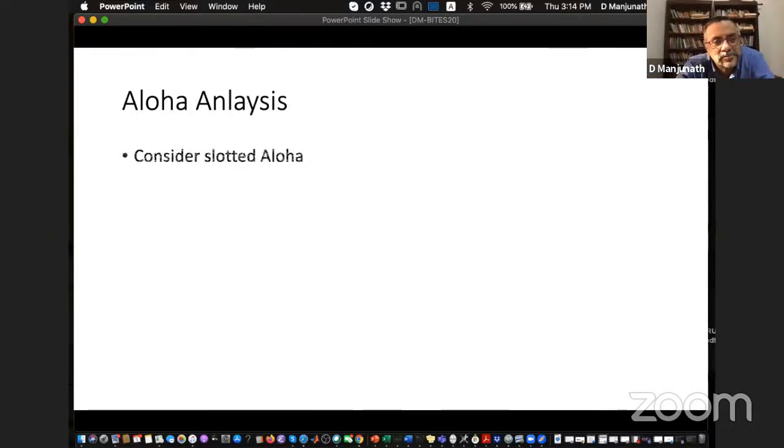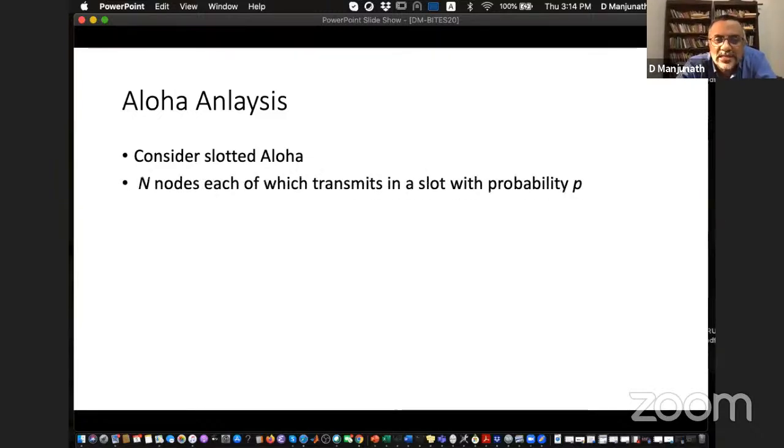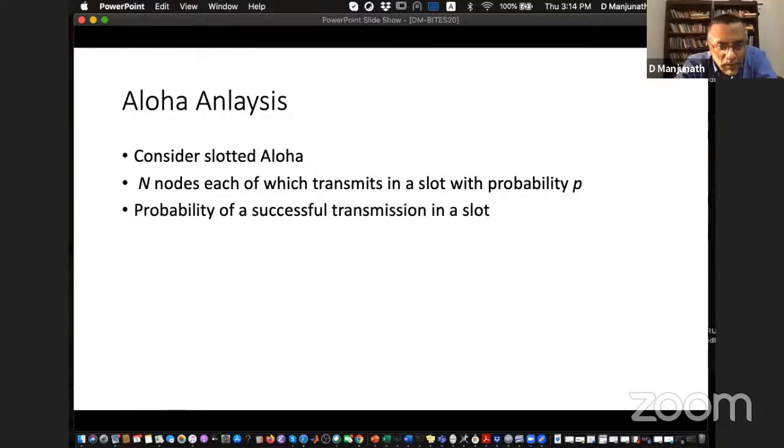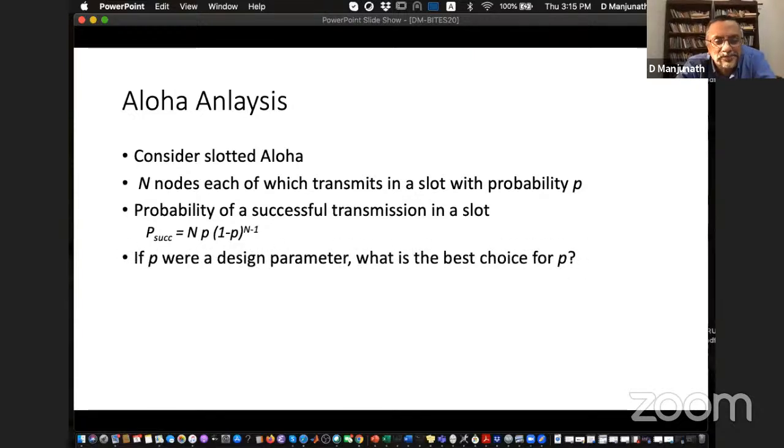You just transmit. Now, I'll give you a quick analysis of Aloha. This is not very hard. Take slotted Aloha. Assume there are n nodes, each of which wants to transmit in a slot, and they will transmit with some probability p. The probability that there is a successful transmission in a slot is the probability that exactly one of those n nodes attempts a transmission, and the other n minus 1 don't. It doesn't matter who attempts the transmission. Applying very simple probability principles, the probability that a slot has a successful transmission is n times p times (1 minus p) to the power of n minus 1. It's very elementary. You don't have to worry too much about it. Just trust me on this.